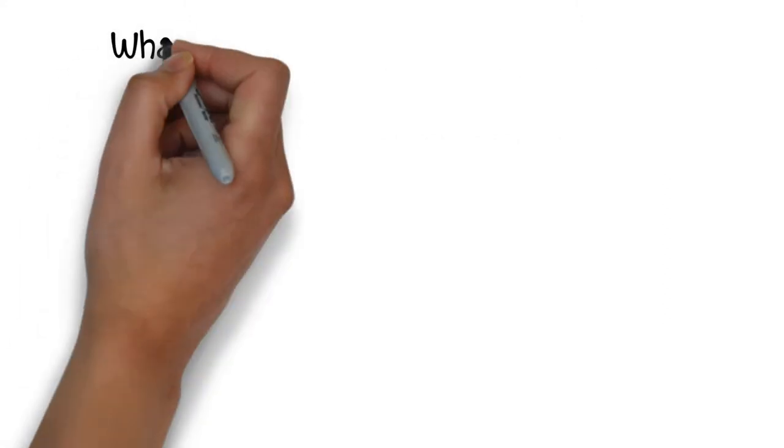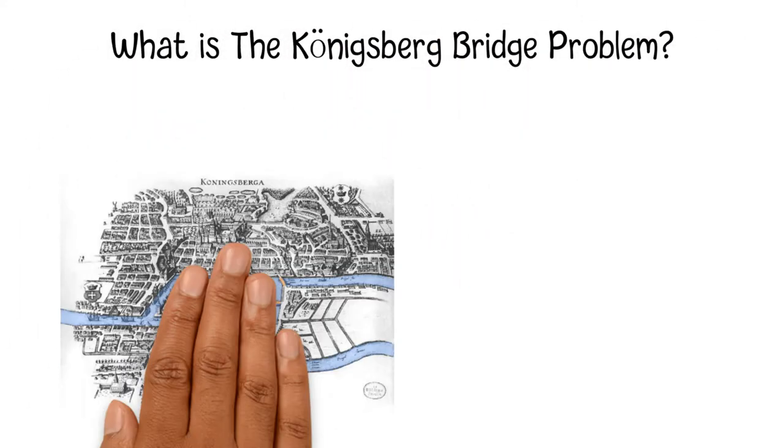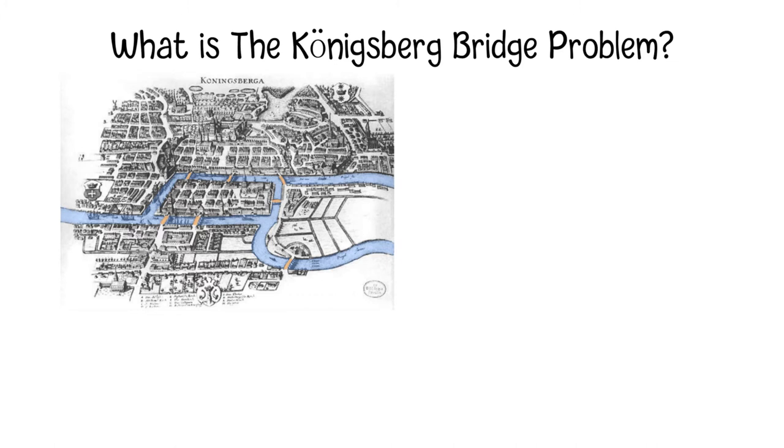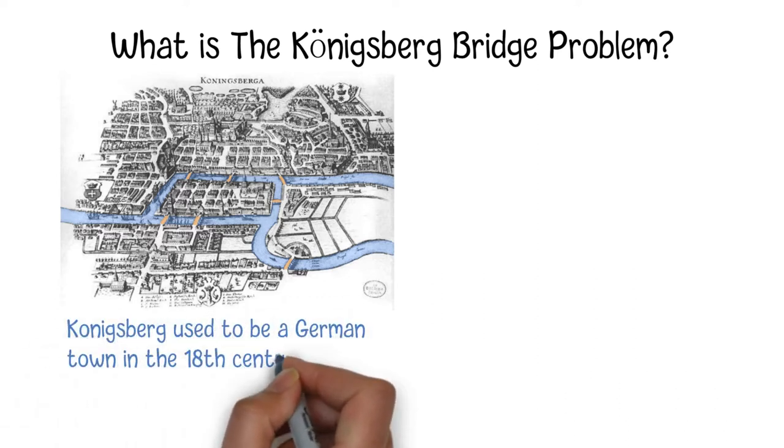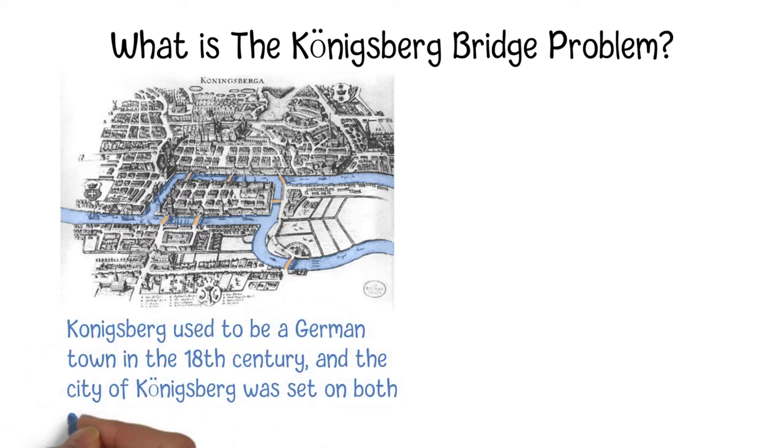The Königsberg Bridge Problem is a famous topology puzzle about finding a way to cross seven bridges in the city of Königsberg without doubling back. Königsberg used to be a German town in the 18th century, and the city was set on both sides of the Pregel River. There are two islands in the river which are connected to the banks or each other with seven bridges.